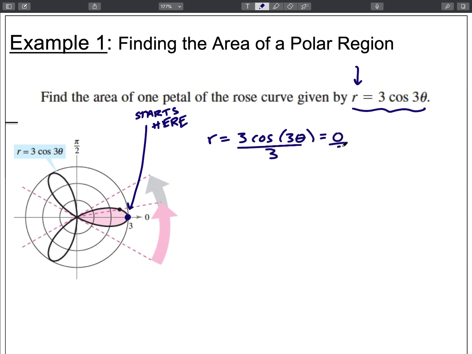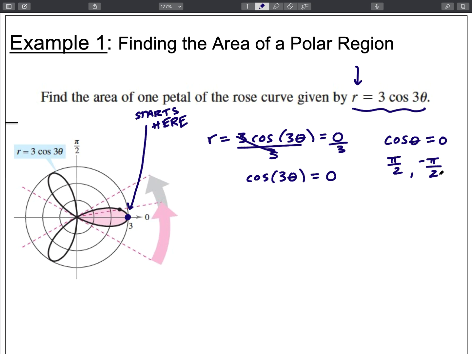If you divide both sides by 3, that's not going to change 0 at all. You're going to get cosine of 3 theta is equal to 0. Where is cosine equal to 0? Well, on the unit circle, we know that cosine is equal to 0 at pi over 2 and also at 3 pi over 2. Another way to write 3 pi over 2 would be negative pi over 2. Traveling in the negative direction would be traveling clockwise, where traveling in the positive direction is traveling counterclockwise.